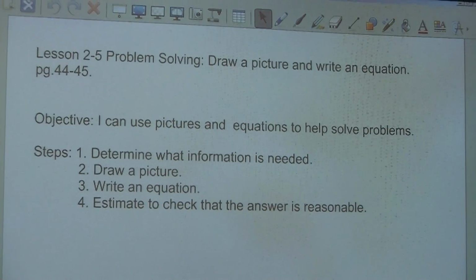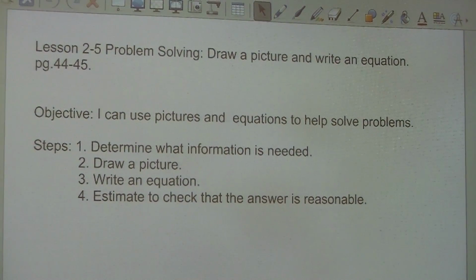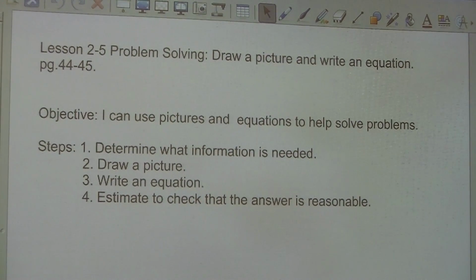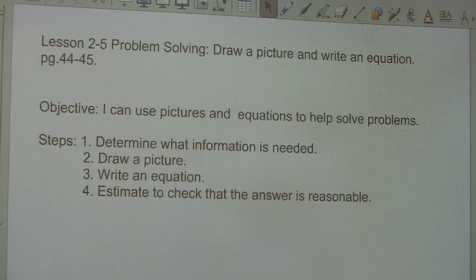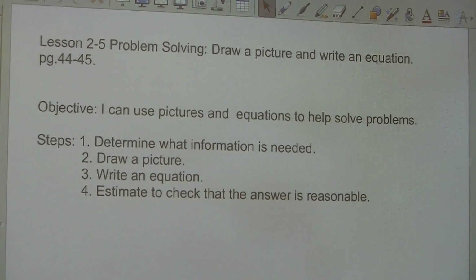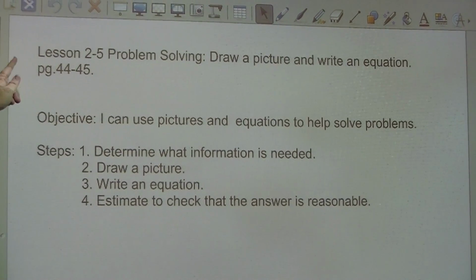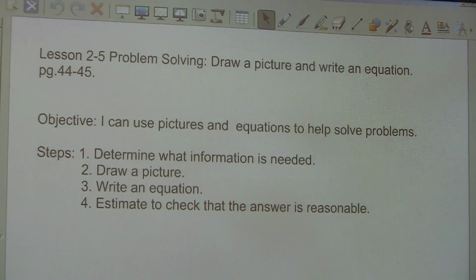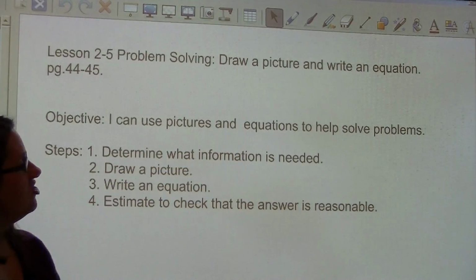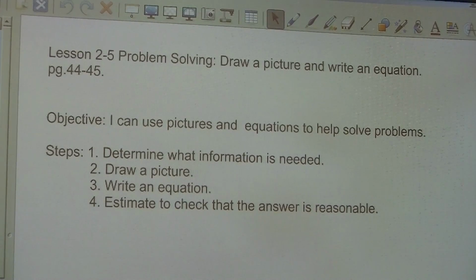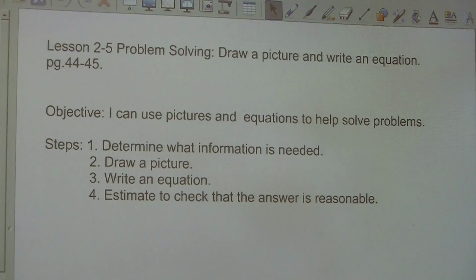Okay, fifth grade, today we're going to start lesson 2-5 on problem solving, where you're going to draw a picture and write an equation, and that is found on pages 44 and 45 in your textbook. So make sure you have your textbook out now, spirals out, get your heading on your next clean piece of paper in your spiral. Make sure you put today's lesson and its title and the page numbers, and let's get our objective down. Today our objective is for me to be able to use pictures and equations to help solve problems. Again, both. They want a picture and an equation to help solve your problem. That's our goal for today.